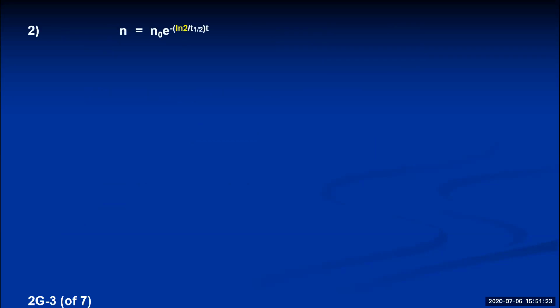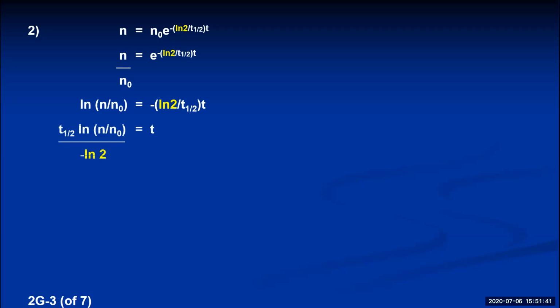So if we use our equation for radioactive decay, and we want to solve this for how many days it will take for the radioactivity to fall to 10%, we're solving for the decay time T. So divide both sides by N naught, take the natural log of both sides of the equation, and then isolate T on the right side of the equation, and we now have an expression to calculate the decay time T.